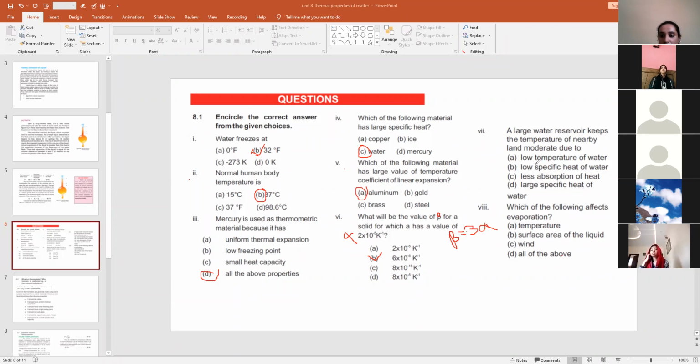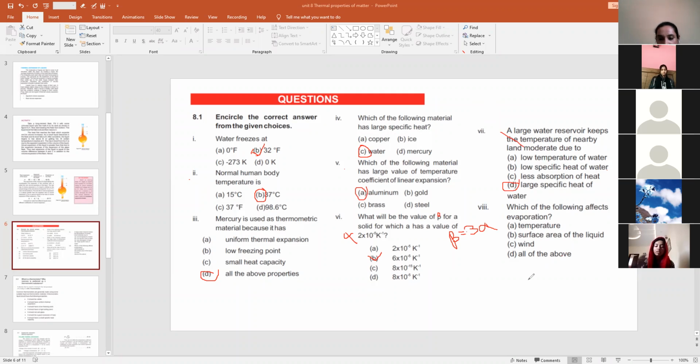Now see part 7. Large water reservoirs keep the temperature of nearby land moderate due to: A, low temperature of water; B, low specific heat of water; C, less absorption of heat; and D, large specific heat of water. So the right option is option D, right?